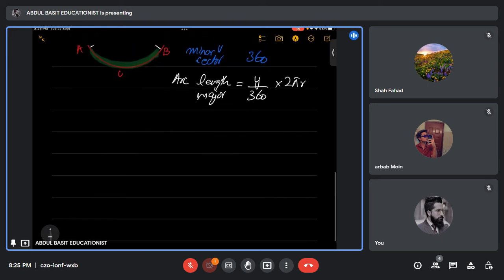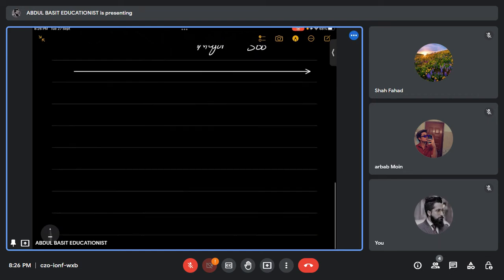Now we have some geometrical properties of circles. The first property is that the angle in a semicircle is always 90 degrees. So what does it mean?